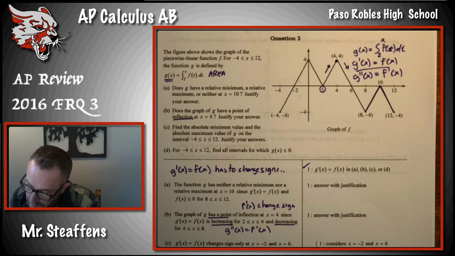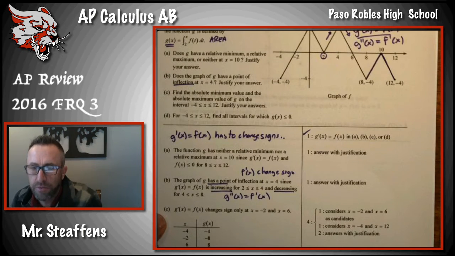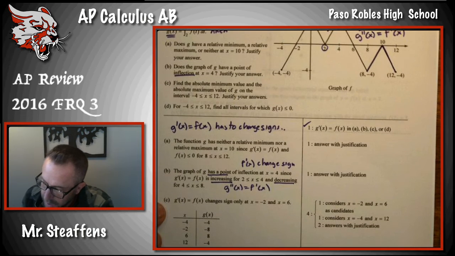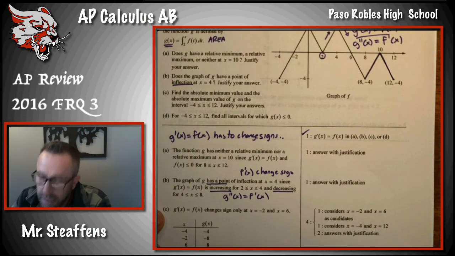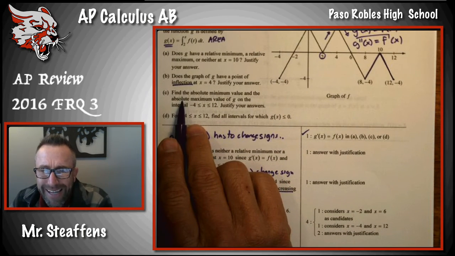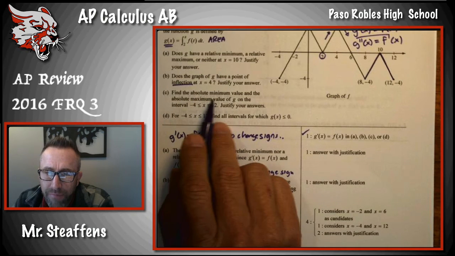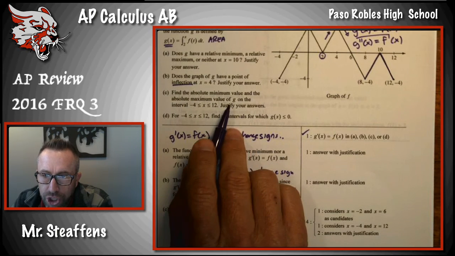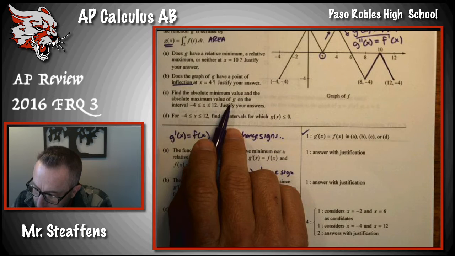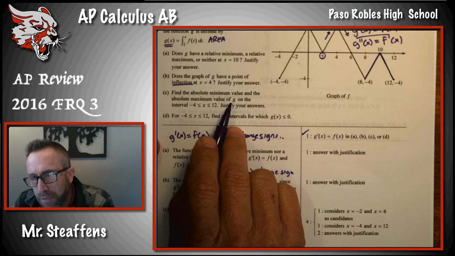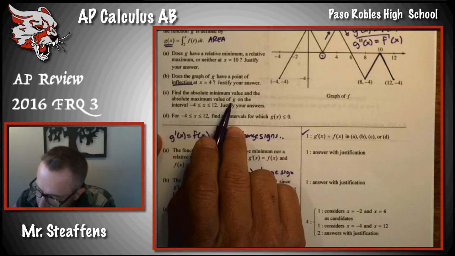All right. Part C, this is where most of the points are. So this gets a little complicated. Part C is going to ask us, hey, find any absolute minimum or maximum values for g. So let's think of what that means. If it has an absolute minimum or maximum value, I have to check two things.